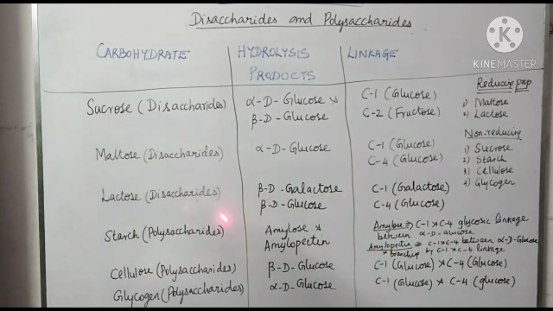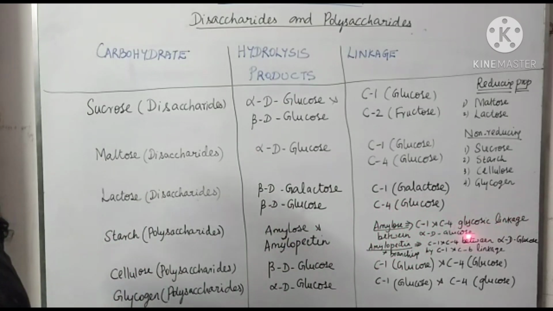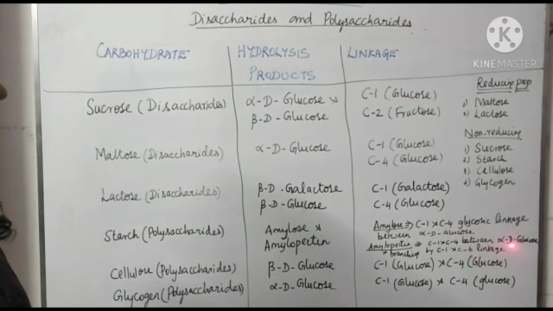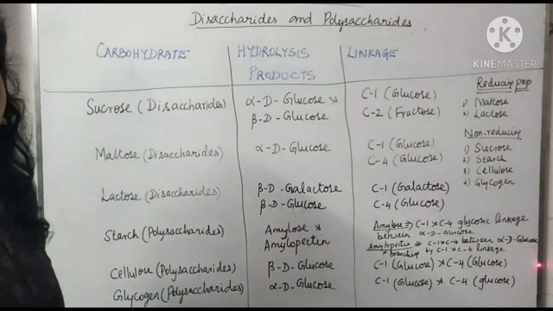Starch is one of the polysaccharides. It gives you amylose and amylopectin. Here it is a little bit complicated. Amylose has C1 to C4 glycosidic linkage between alpha D glucose units. In amylopectin again there is C1 to C4 linkage between alpha D glucose, and the branching is by C1 to C6. So branching is a carbon 1 and carbon 6 linkage, and the main chain is C1 C4 of alpha D glucose.